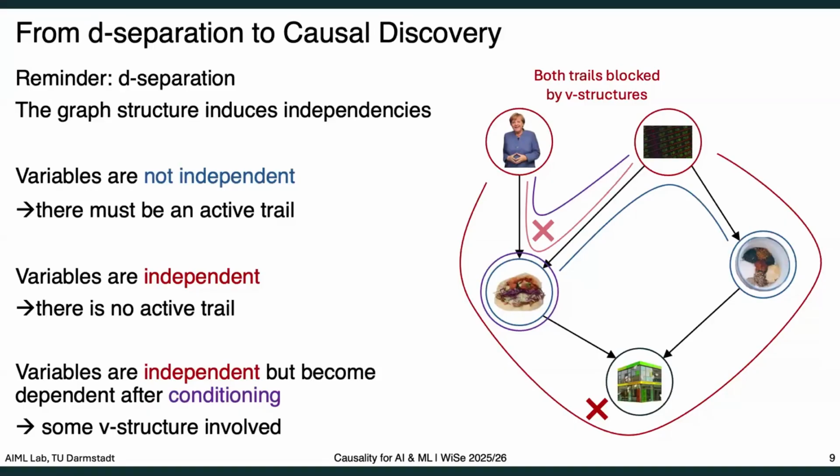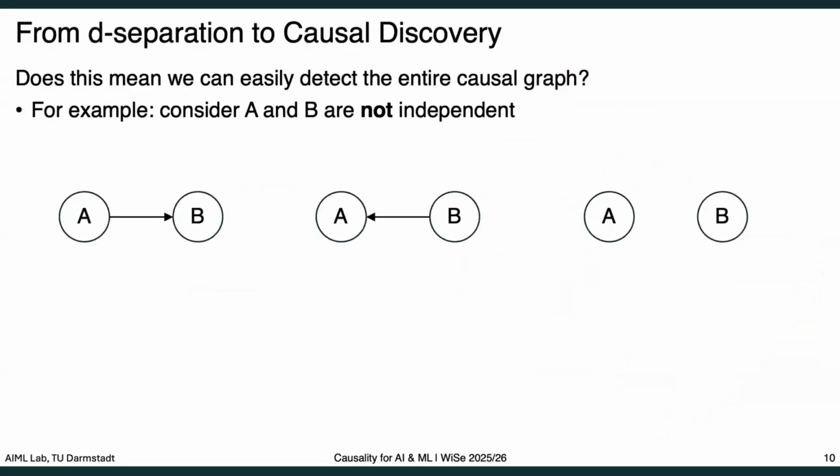So basically, we know that there are dependencies and independencies shown by both the graph and the distribution. Can we utilize that somehow to identify our true graph? For example, let's say we have a very simple two-variable problem, A and B, and these are not independent. What do we know about the three possible graphs here? Do you have an idea? The first one or the second one? Exactly, the first one or the second one.